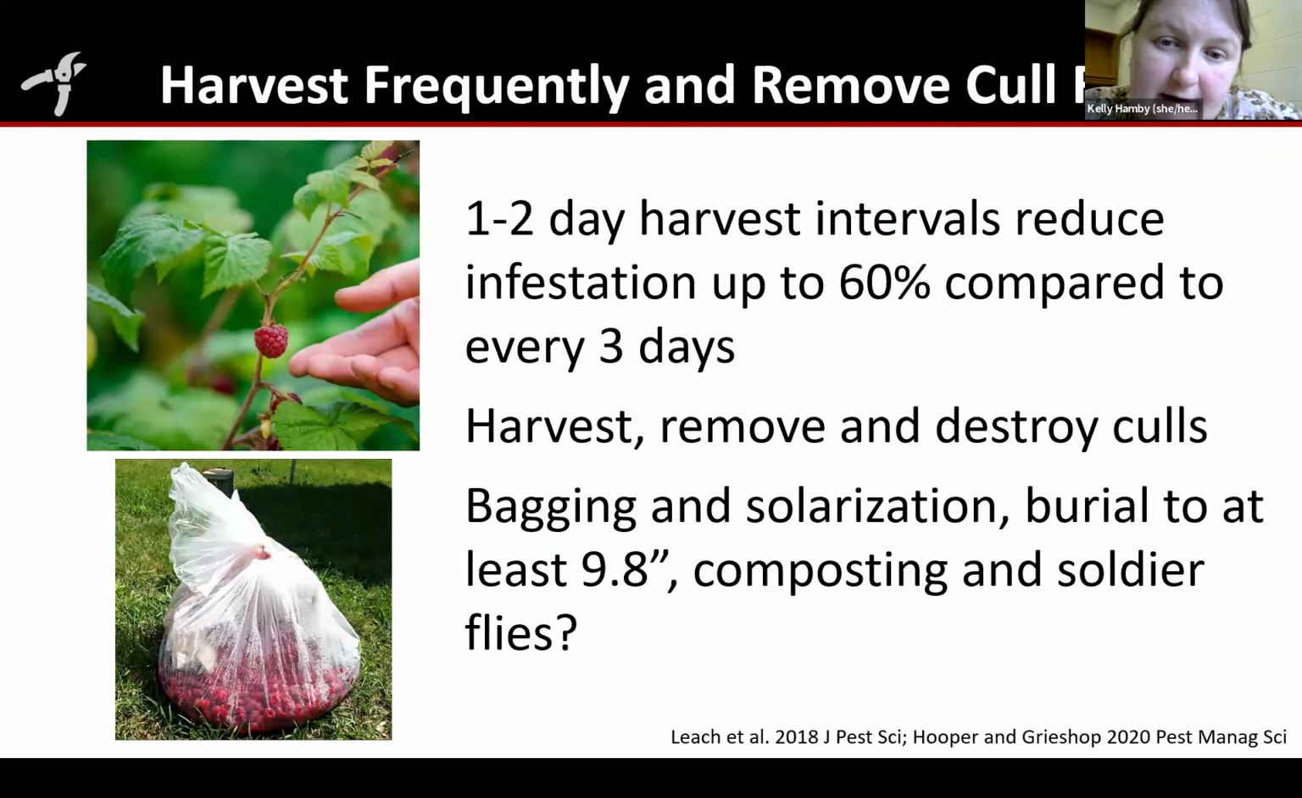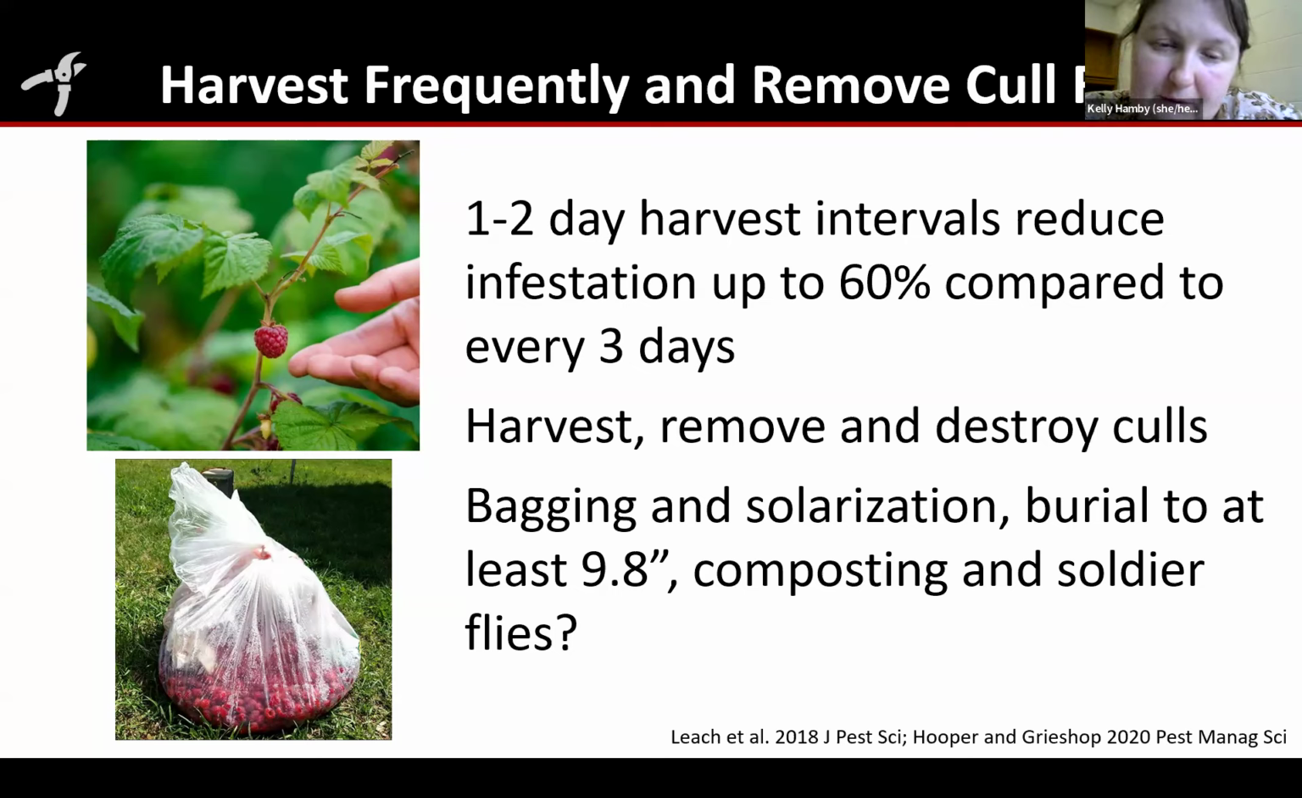We also did find in experiments that harvesting frequently and removing cull fruit can reduce infestation up to 60%. So a 1 to 2 day harvest compared to a 3 day harvest really reduced infestation in fruit. And what you do with that fruit also matters. So if you're harvesting and removing and destroying culls, you need to bag them, solarize them, or bury them to at least 9.8, 10 inches.